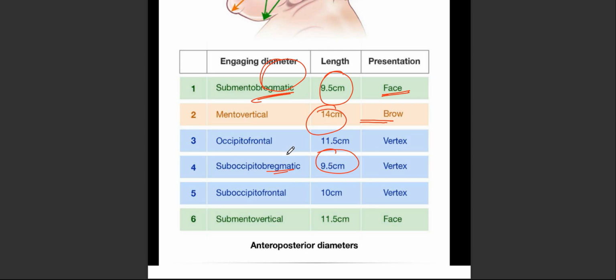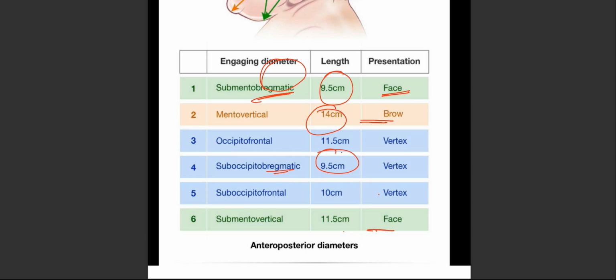Then occipito-frontal diameter or sub-occipito-frontal diameter. Occipito-frontal diameter, O means full, meaning 11.5 centimeter, and the third largest is 10 centimeter, which represents the vertex diameter. And sub-mento-vertical diameter is 11.5 centimeter, and it represents the face presentation.